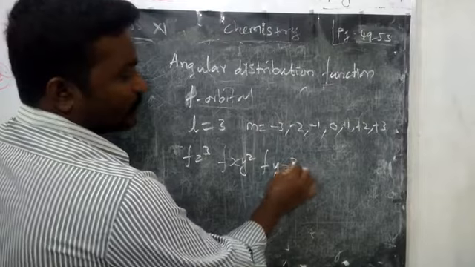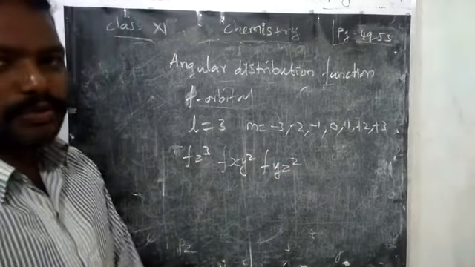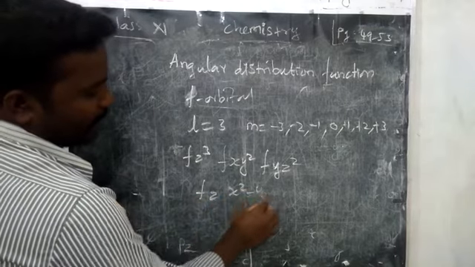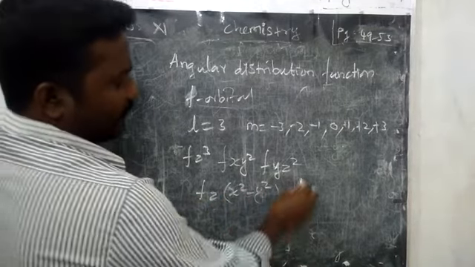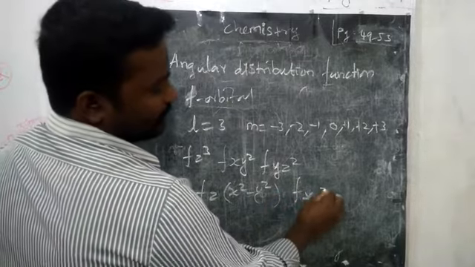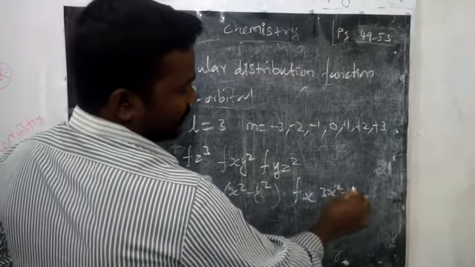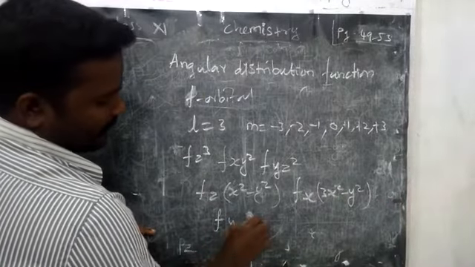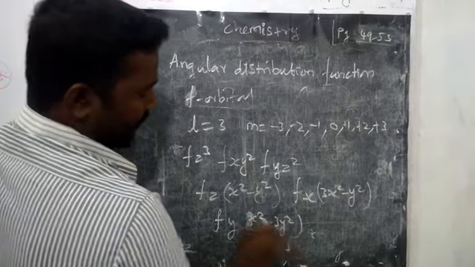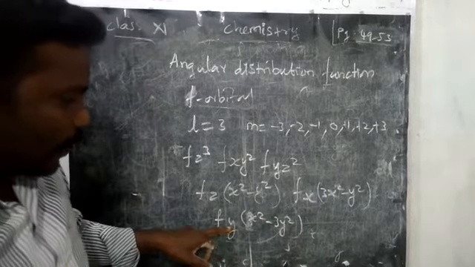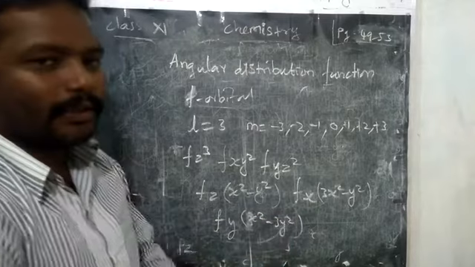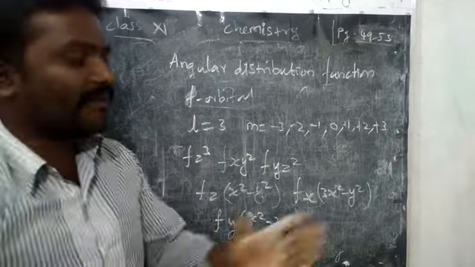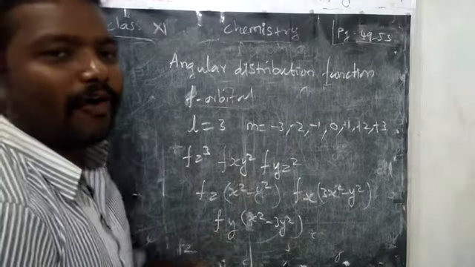Next to that, as usual, fz(x squared minus y squared). Then fx(x squared minus 3y squared). Then fy(3x squared minus y squared). Okay, so the 3 should come here. You can remember this for examination. So 7 orientations are possible in the f orbital.